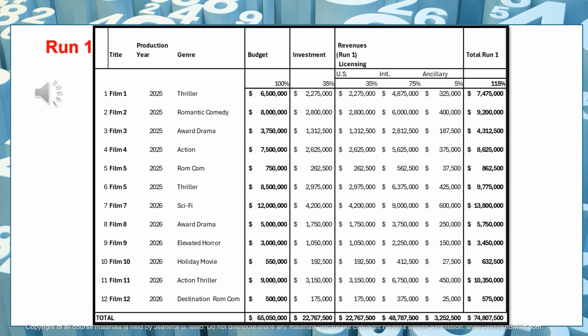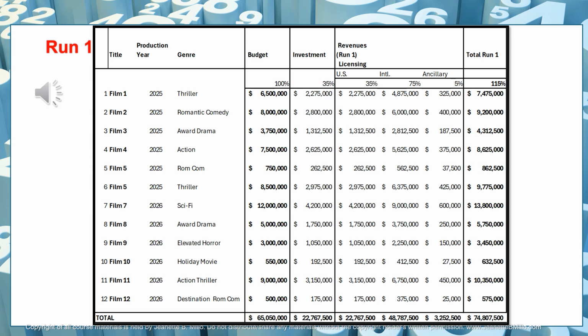So the way we look at projecting libraries is we're going to look at our 6 films per year. So we have film 1, a thriller, $6.5 million in budget. We are financing with our fund 35% of that. So that's $2,275,000. So this movie is going to generate 35% from the US during the first run.